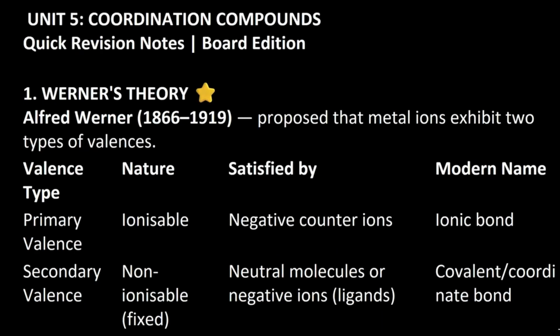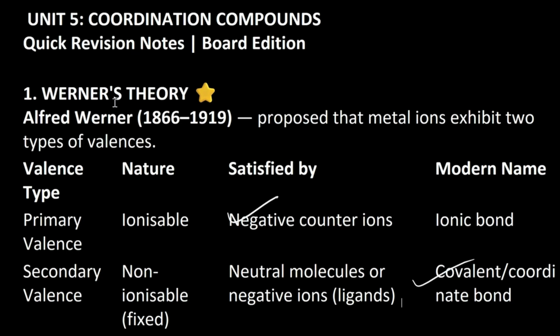The next chapter is coordination compounds. This chapter basically involves three theories and the isomerism part. First theory is Werner's theory. Werner's theory talks about only two things. First one is primary valency, which is ionizable ions. What are ionizable ions? Those present outside the sphere, right? And secondary valency, that refers to the coordination number.